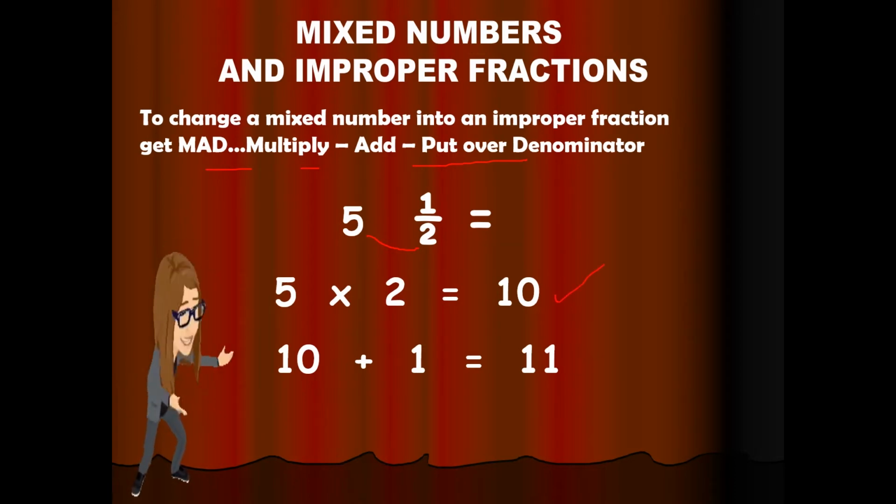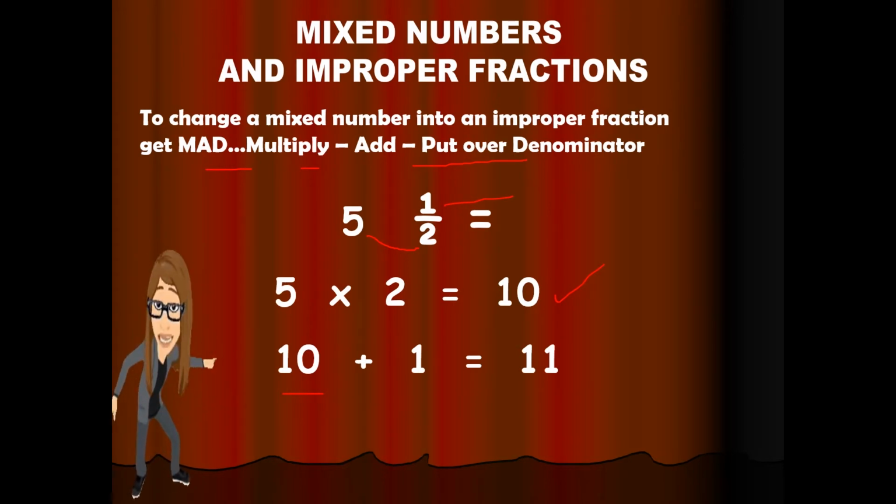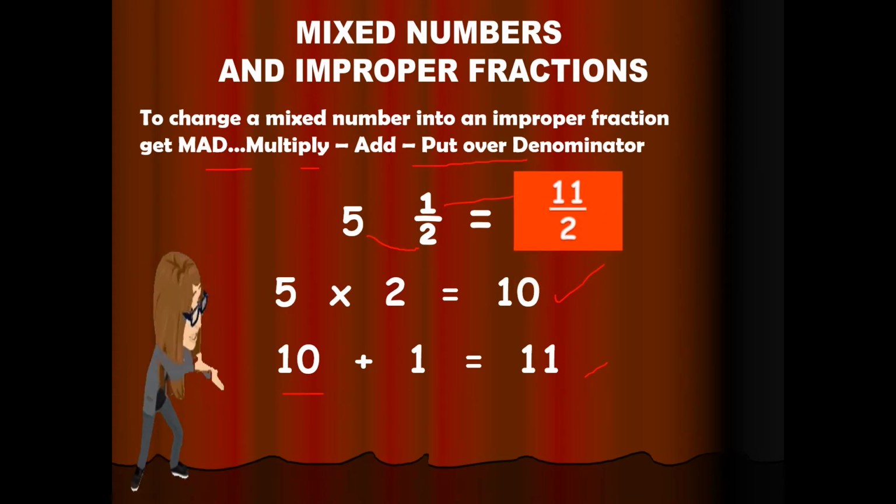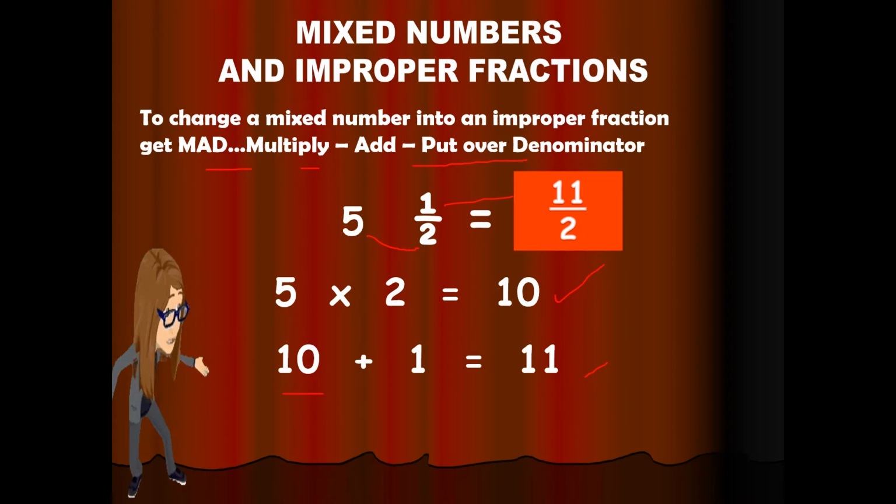Now, after multiplying, we have to add. So 10, which is the product, plus the numerator. So 10 plus 1 is 11. So what is now the answer? 11 over 2. Any question?